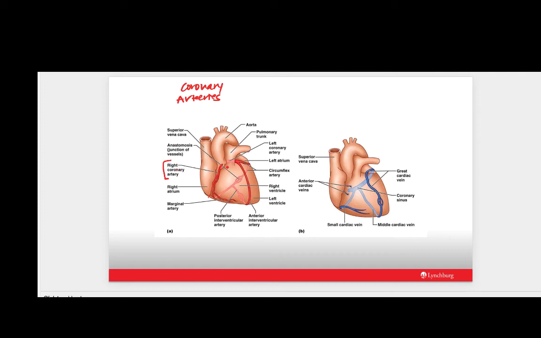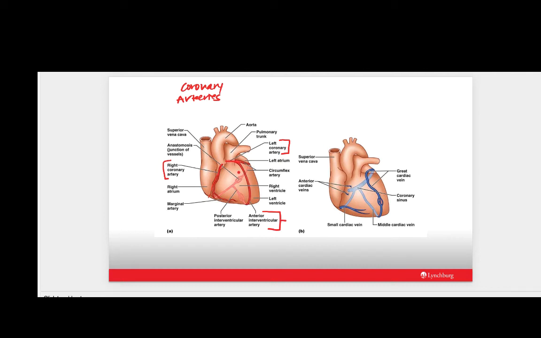Right coronary artery. As you can imagine, if we have a right coronary artery, we would also have a left coronary artery, and we do. So we've got this one coming off here: the left coronary artery, traveling in the left coronary sulcus. Then it sends off a branch that travels down, and this is a really important one. This is the anterior interventricular artery.